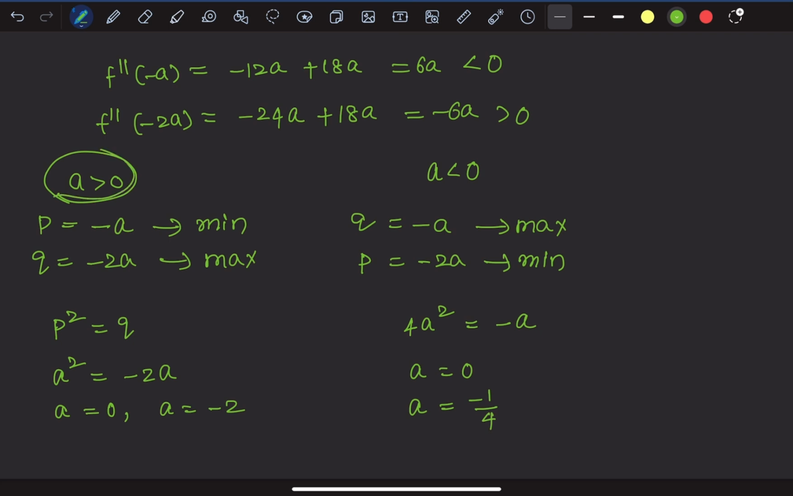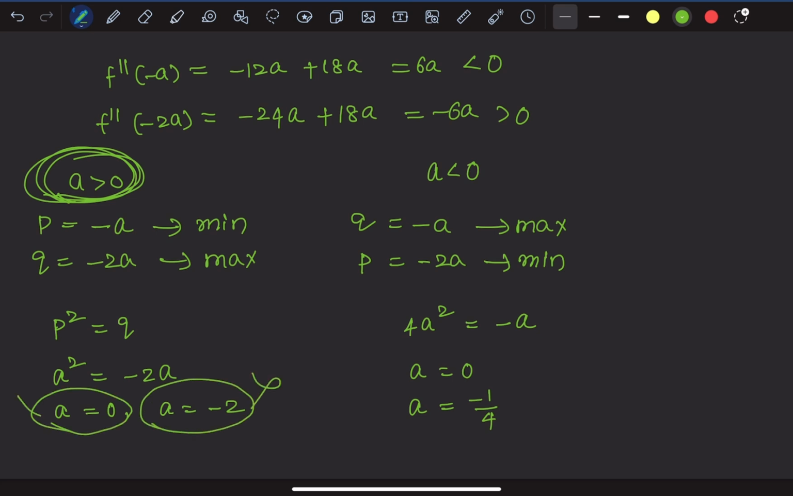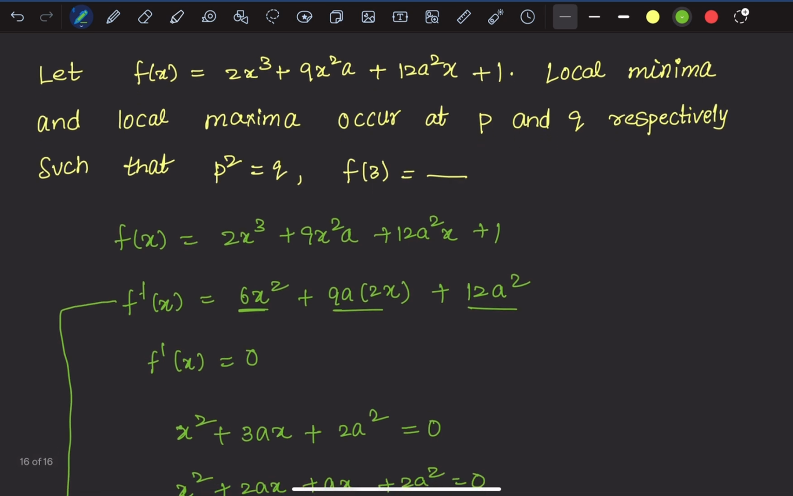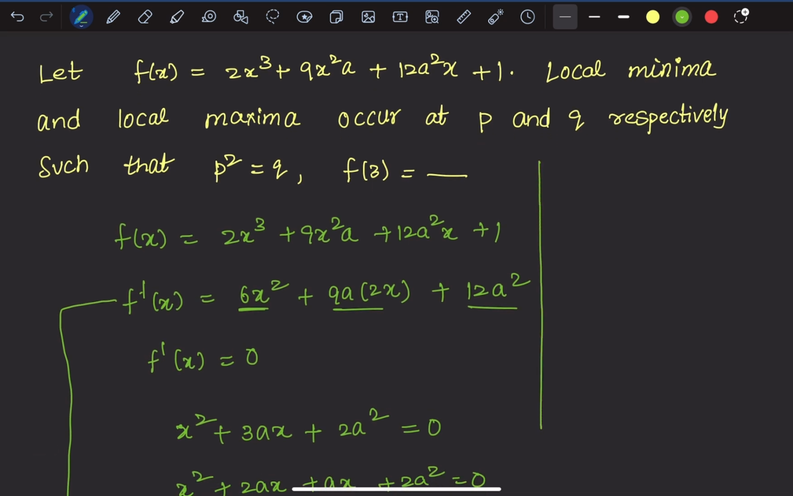So we assumed that a is greater than 0 in the first case. So this is wrong, this will not be the solution. So this also will not be the solution. In this case, we assumed that a is less than 0, so this will not be the solution. So the only solution will be a is equal to minus 1 by 4. So here we got a is equal to minus 1 by 4.